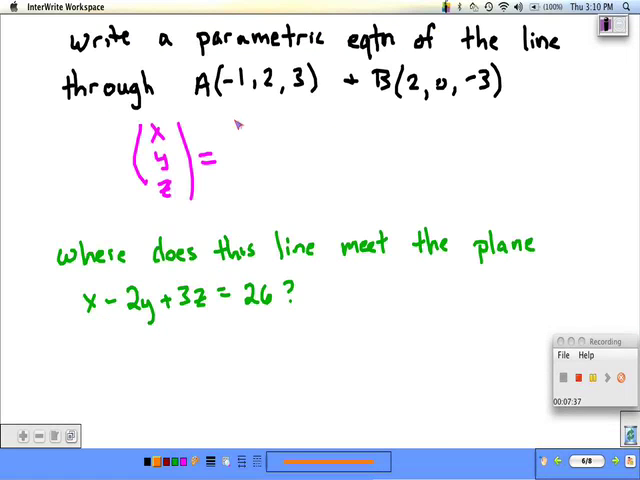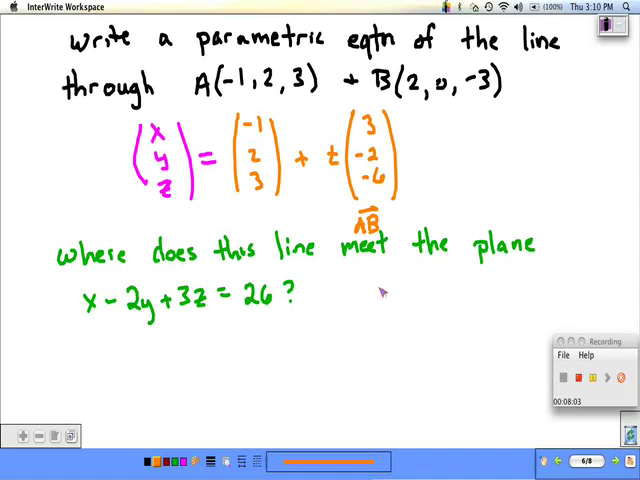And we're going to take some point on the line, negative 1, 2, 3, this is the vector equation, plus our parameter t, and then we need the direction vector. And the direction vector that I'm going to use is AB. And AB is going to be 3, negative 2, negative 6. And what we can pull from this is that x is equal to negative 1 plus 3t, y is equal to 2 minus 2t, and z is equal to 3 minus 6t.